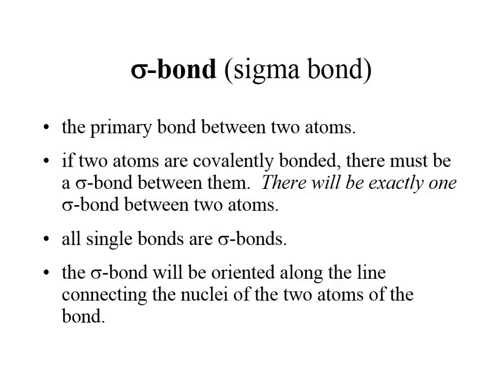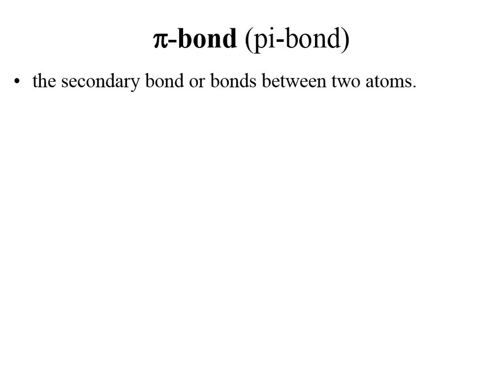Now, if you have the main course, then you can have dessert. So sigma is primary, pi is secondary. Do all atoms bond together with a pi covalent bond? No, it's secondary. You don't need dessert.